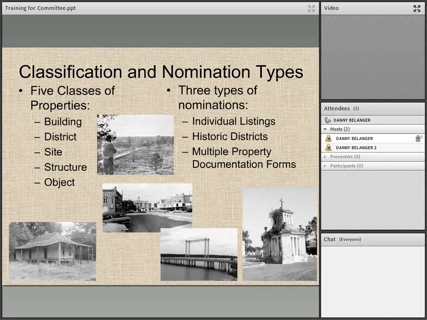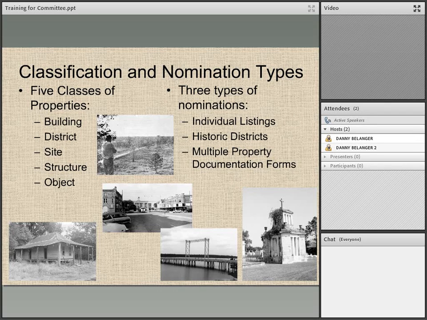There are 5 classes of properties that can be nominated: buildings, districts, sites, structures, and objects. Buildings is anything built to shelter human activity. Districts obviously are concentrations of sites, buildings, structures, or objects. A site is the location of a significant event, such as a battlefield, a shipwreck, a village site for Native Americans. A structure is distinguished from a building in that it is a functional construction made for reasons other than sheltering humans. So things such as bandstands, bridges, lighthouses, things like that. And an object is a construction that is primarily artistic in nature: a fountain, a monument, a statue.